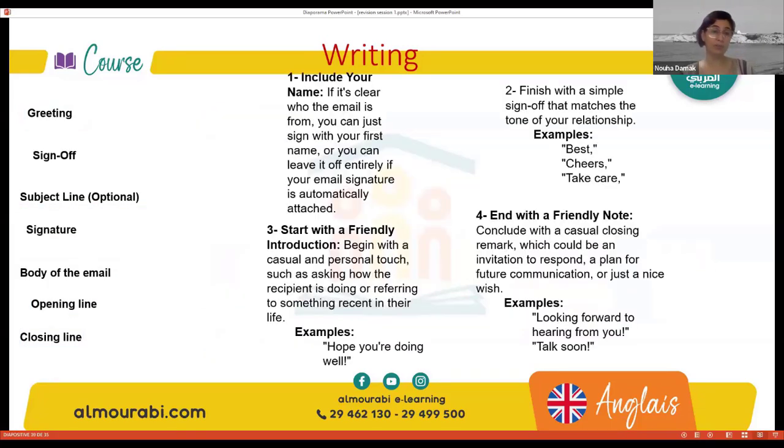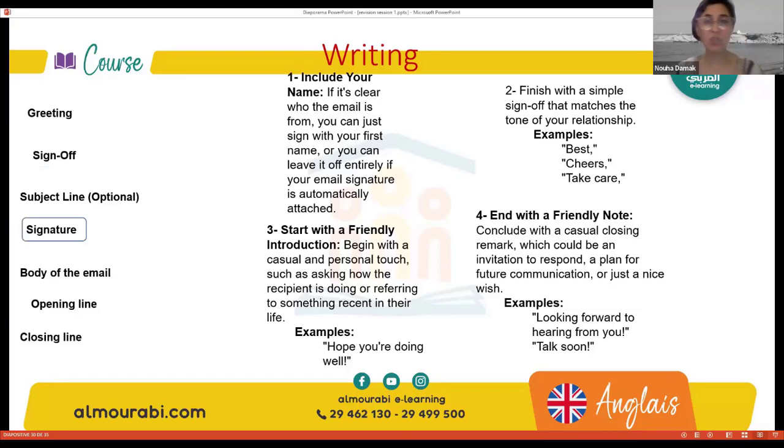Now we're going to see each part, what is included in each part. Okay? So if we say number one, include your name. If it's clear who the email is from, you can just sign with your first name, or you can leave it off entirely if your email signature is automatically attached. You have the option of just putting your email signature. That's why it is included anyway, so you don't need to include your name. So, number one, it's connected with what? And let's do it quickly because we have a quiz to do. It's with the signature, that's true.